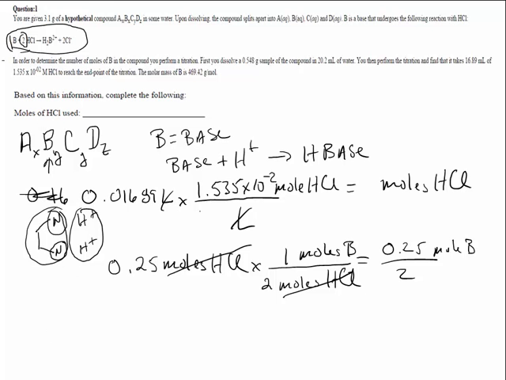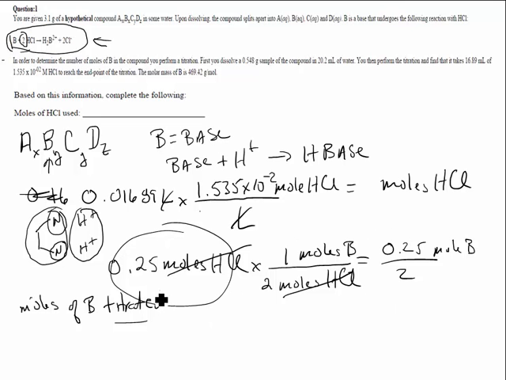Pretty straightforward calculation. I'll go ahead and add question 2. Question 2 is moles of B titrated. And that just means I'm doing a titration. That's what this reaction is. It's a titration. And if it takes this many moles of HCl, how many moles of B? And that's the question. That's it.